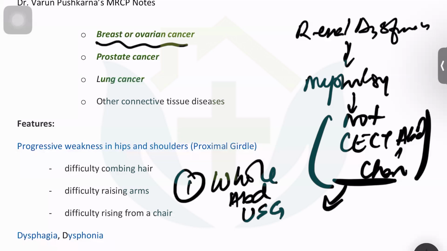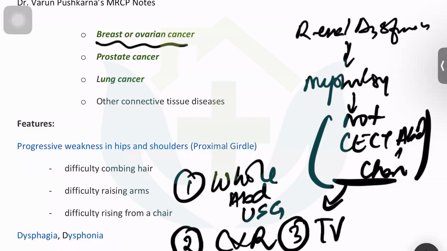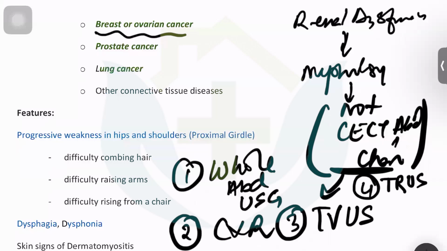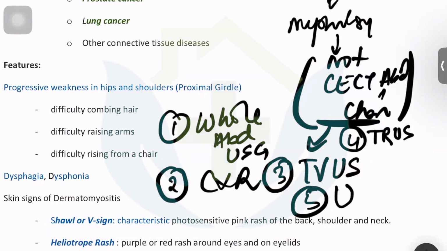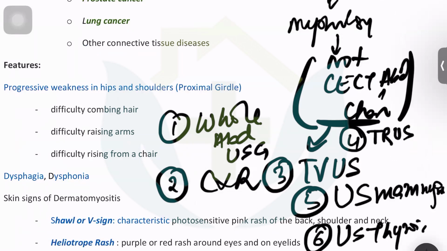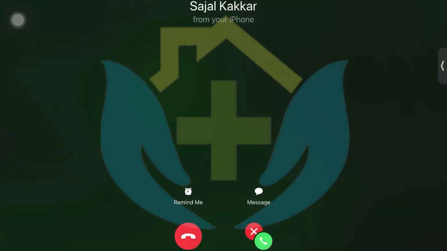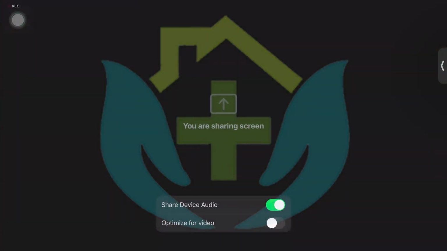Whole abdominal ultrasound, number 1. Number 2, chest X-ray. Number 3, transvaginal ultrasound. Number 4, transrectal ultrasound. And number 5, ultrasonomammogram. Number 6, ultrasound of the thyroid. These are very important things.